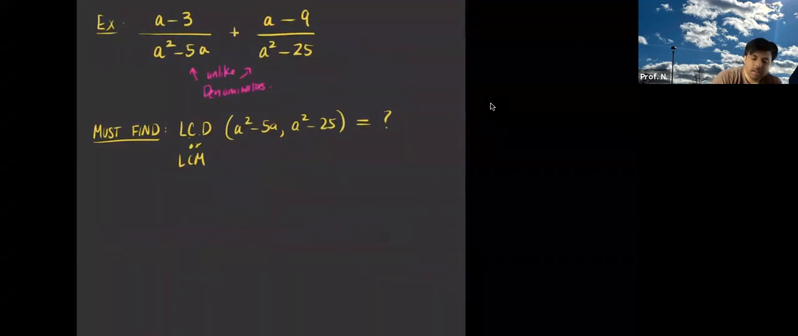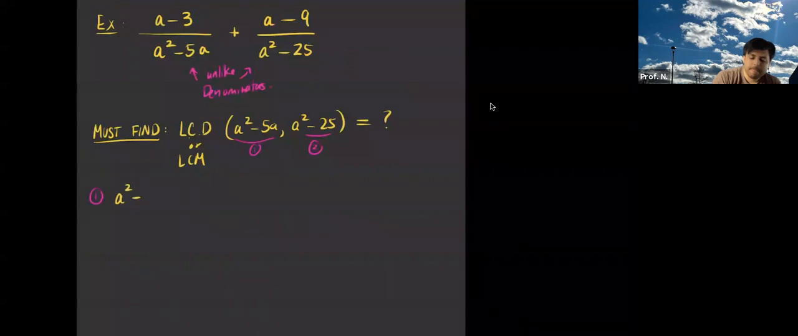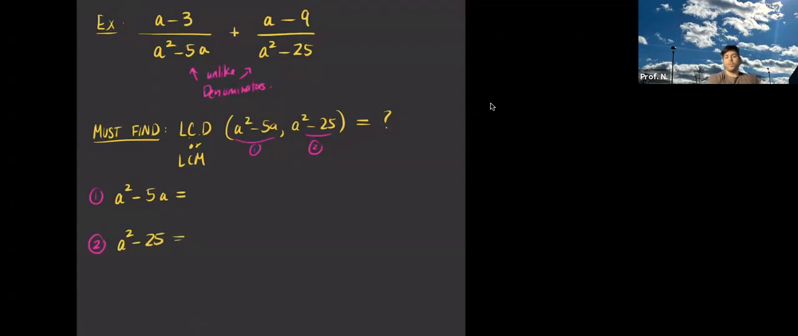Well, let's take a look at each of these denominators. Yes? Someone say something? So how do we figure out what the least common multiple is? Well, we have to study both of those denominators a bit more. A squared minus 5a. What happens if I factor it? So again, factoring comes into play. What happens when I factor the first denominator? I can factor out an a, and I get a times a minus 5, right?